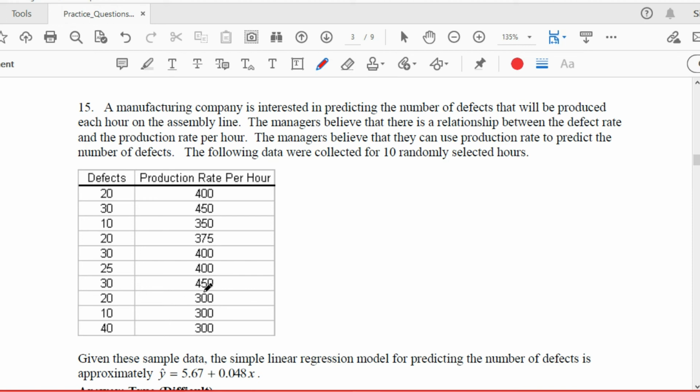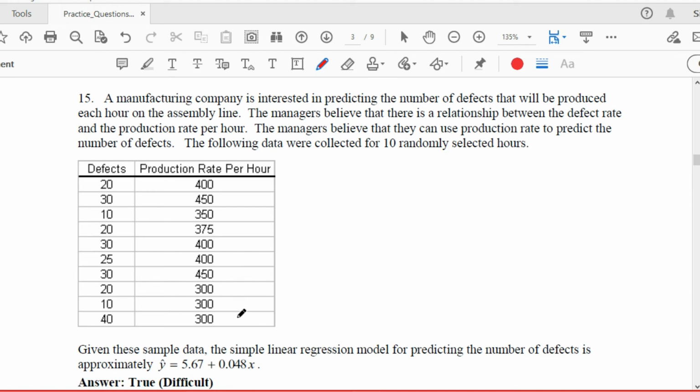Now we'll do a practice session here. I write what the question is all about. There is a manufacturing company interested in predicting the number of defects to be produced each hour. So this is your defects, Y. They would like to know, to predict. So whatever we need to predict, it is Y.